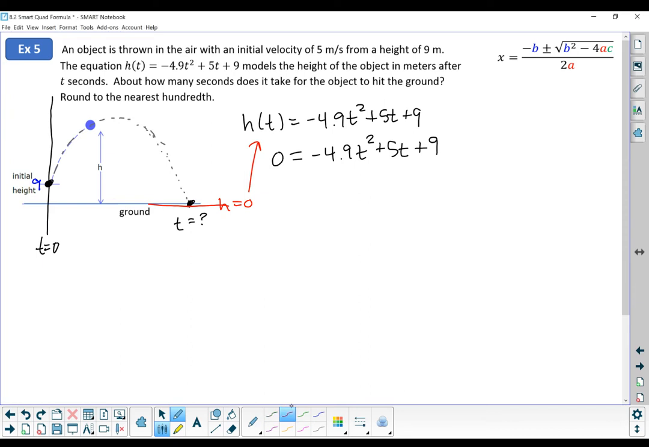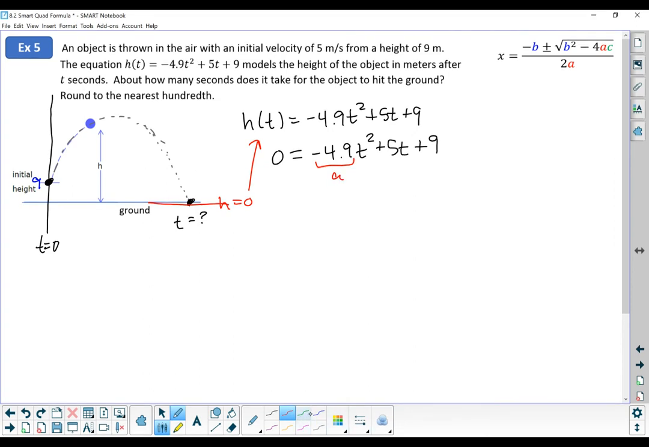So our a value here is -4.9. Our b value is +5, and our c value is +9. I should use t, because our variable here is t instead of x. If you accidentally switch to x, it's really not the end of the world. Even in calculus, they forgive that if you do that accidentally.